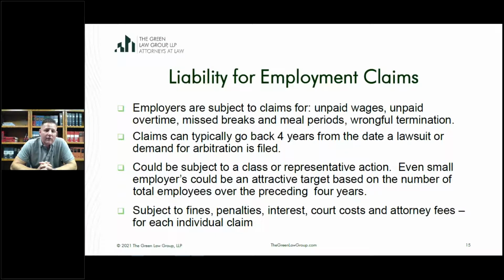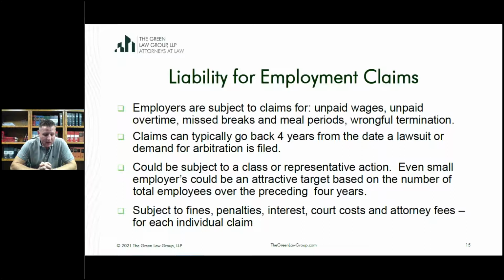And it's also important to note that liability in employment law is not limited to the unpaid amounts. If you don't pay an employee a few hours of wages, the liability just for those wages might be small, but California tacks on a lot of fines and penalties and interest, so small claims can quickly become extremely expensive.